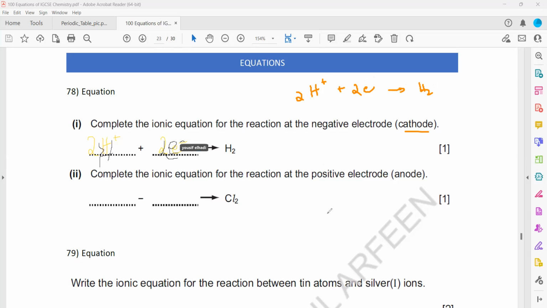Ionic equation for a positive electrode, how chlorine can be formed. So a chloride ion will lose an electron and form chlorine. So two chloride ions lose two electrons and form chlorine gas. Even this equation can be written the other way around, like two chloride ions giving chlorine plus 2e, that is also fine, but according to the space available, usually they write it as a negative.